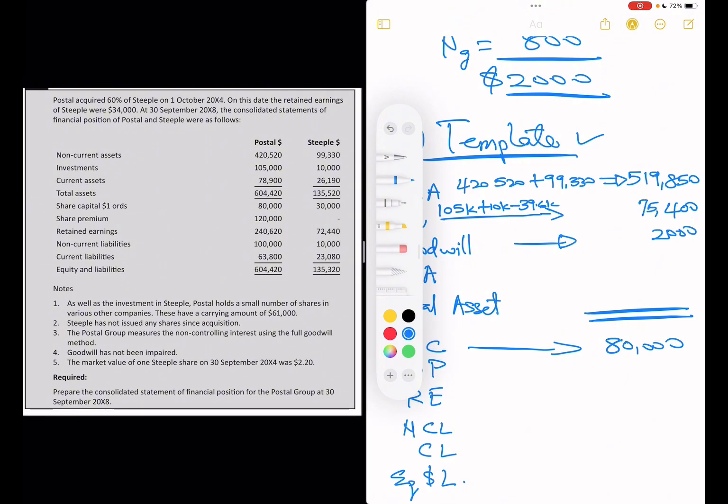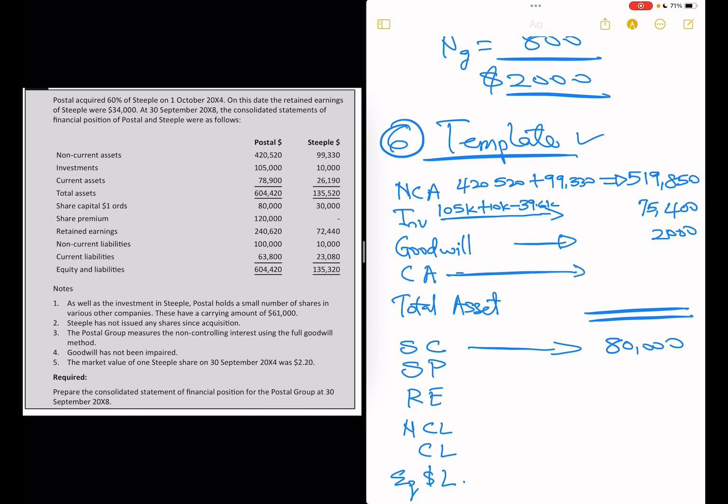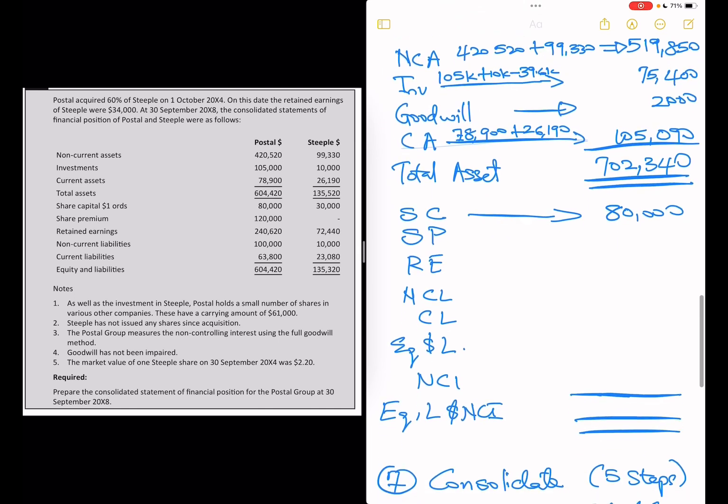So that's for current asset. Current asset is 78,900 plus 26,190, and that will give us a total current asset of 105,090. And adding all of that together, we have a total asset of 702,340. So we're done with the consolidation of the asset side.